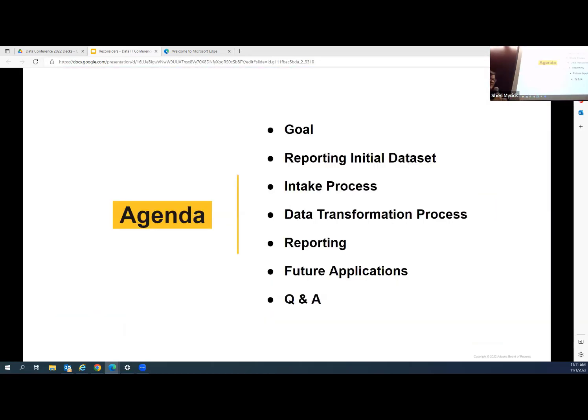All right, so here's our little agenda today. We're going to go over our goal, the reporting of the initial data set, our intake process, the data transformation process, the reporting, our future applications, and then we have some time for question and answers at the end. But if you have one right away, it's okay if you ask it up front too.